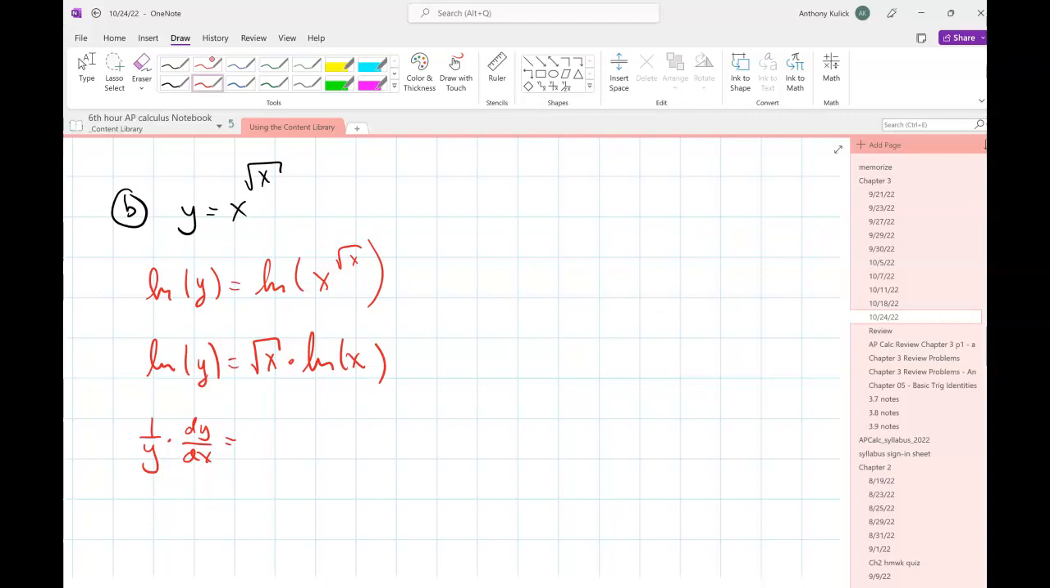Now the square root of x, if I take the derivative of that, 1/2 x to the negative 1/2, and then the derivative of natural log x is 1/x. Use the product property there, right? Because those are two things multiplied together. Any questions so far?